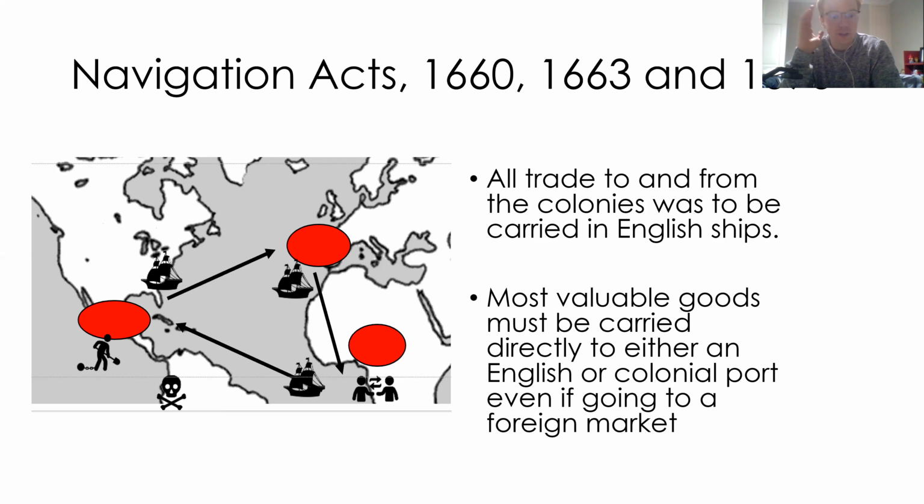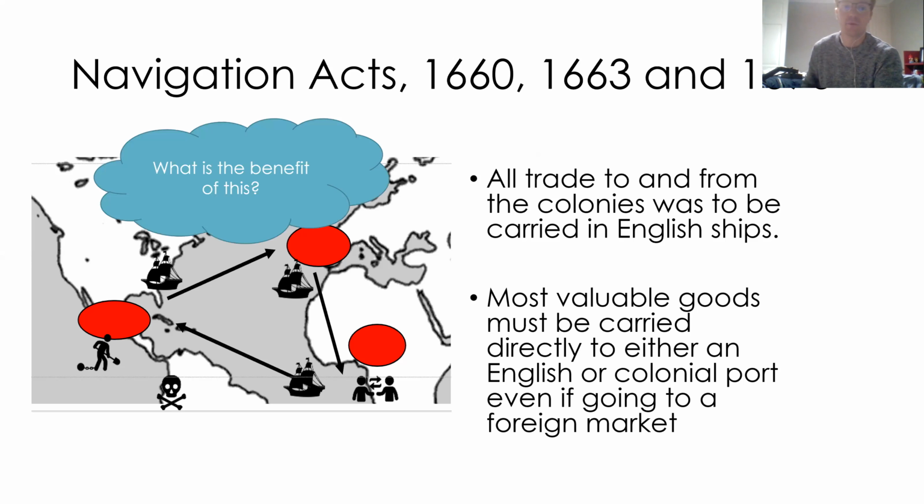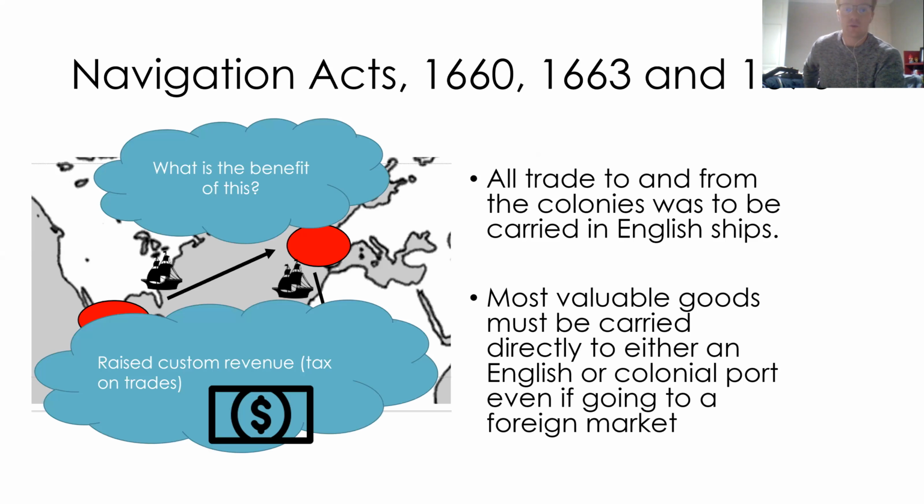The British Empire was obviously created to make money, to make people powerful. They were never going to let something like this happen, something like slavery, and not gain from it. Otherwise, what would be the point in the empire? So raise custom revenue was tax on trades. Tax on trades is like a tariff.